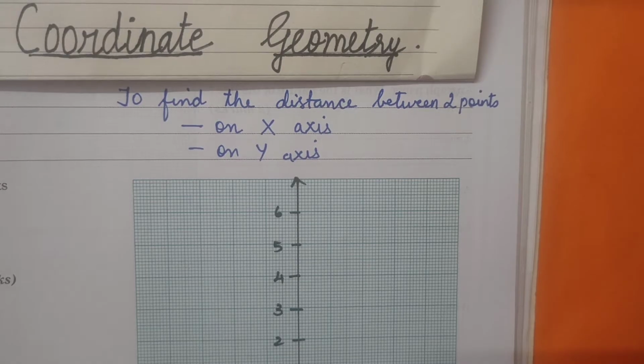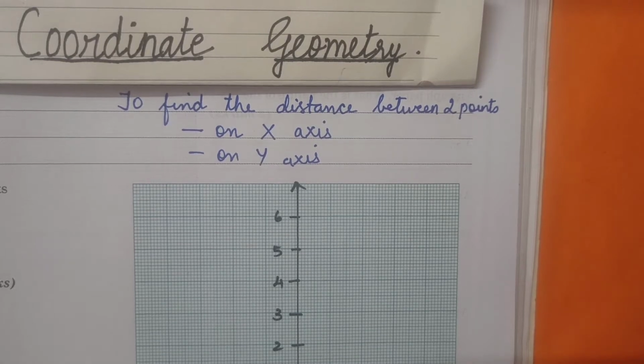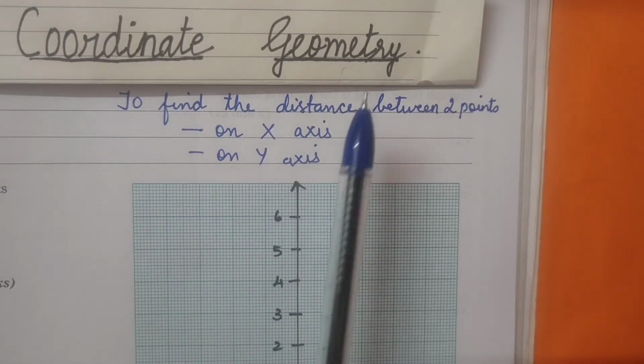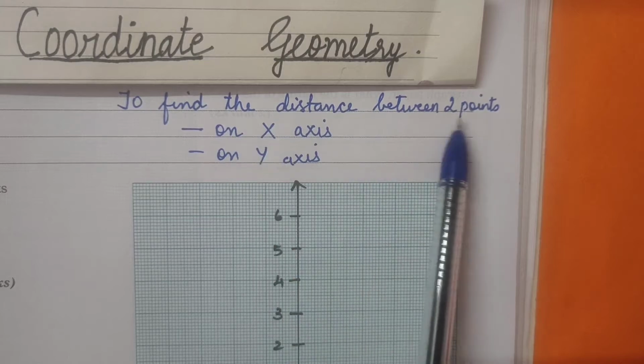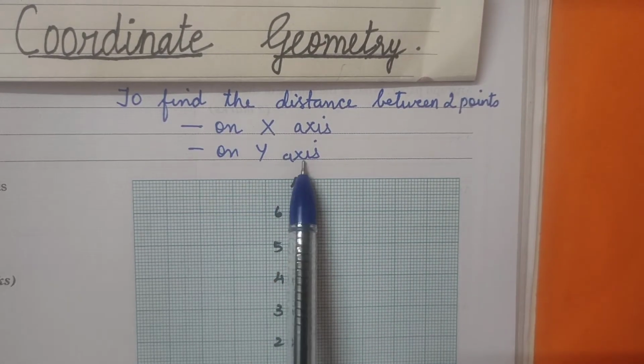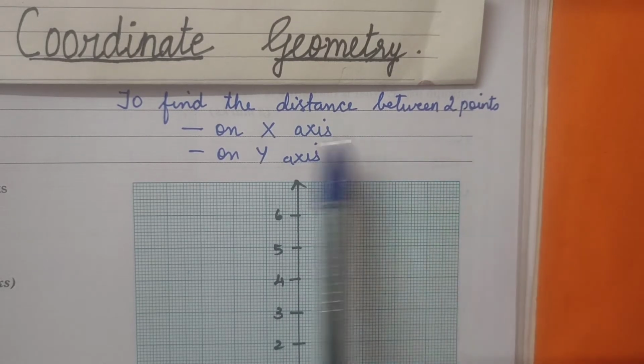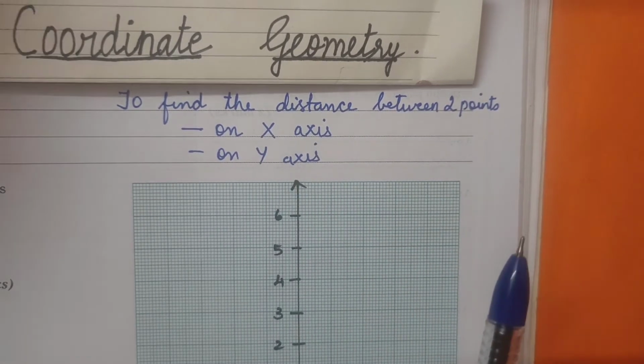So we have revised whatever we have learned in the last year. Now let's come to the next step here. In coordinate geometry, find the distance between two points. The first condition is on the x-axis and the second condition is on the y-axis. How to find the distance between 2 points when it is on the x-axis and the y-axis.